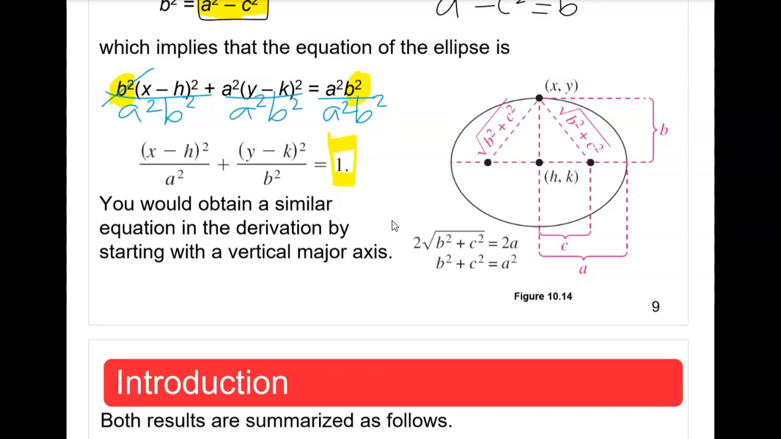And here we can cancel the b squared with the other b squared, a squared with a squared. And so you can see that at the end, we have a squared here, and for the other one, we have b squared. And a squared is very important because that is how you determine which one is the major axis. So in this case, we are talking about the major axis being the horizontal one.